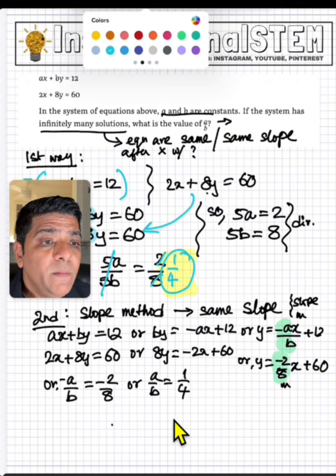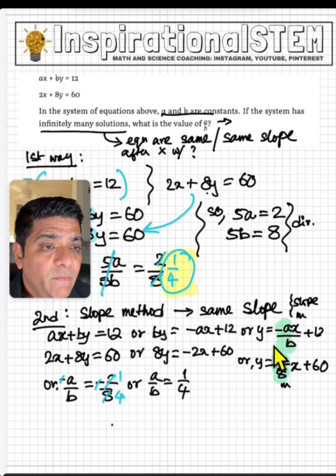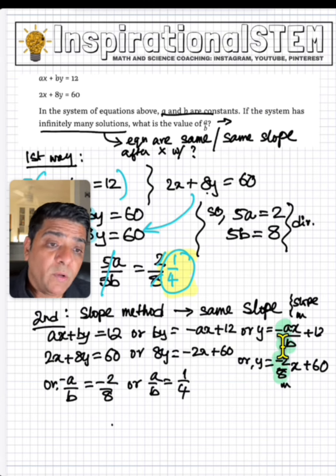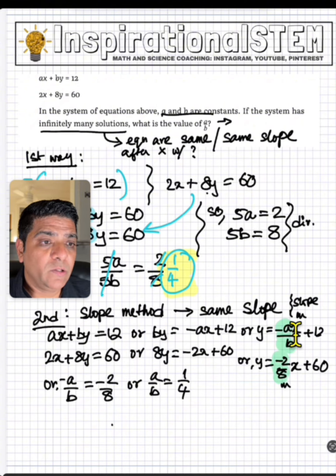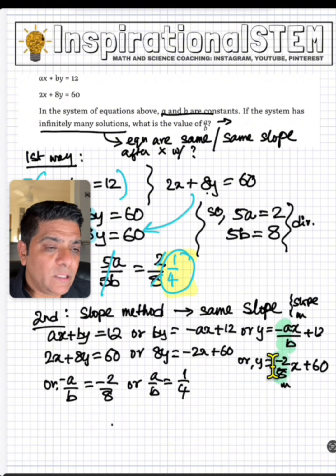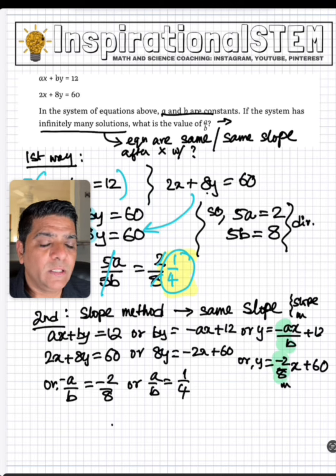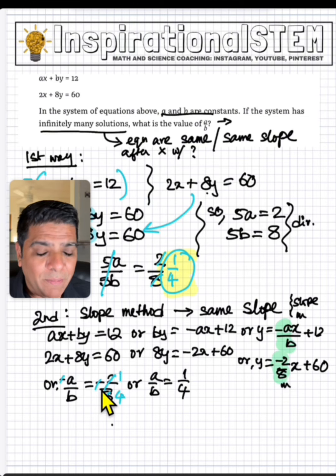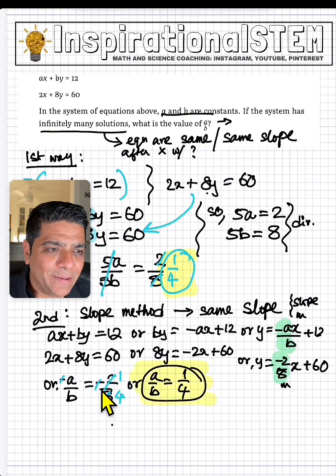So here we see, when we write both in y equals mx plus b form, that we know the slopes are the same, so we're going to set the slopes equal to each other. This slope, negative a by b, is going to be equal to this slope here for the second equation, negative 2 by 8. And when we set those and solve them, this is 1/4, and the negatives cancel. So a over b is 1/4. So we received the same answer with both of these methods by recognizing some of the patterns that are present in problems like this.